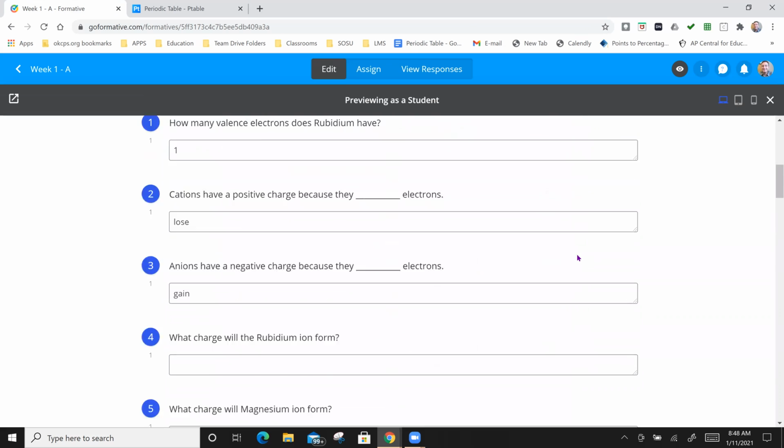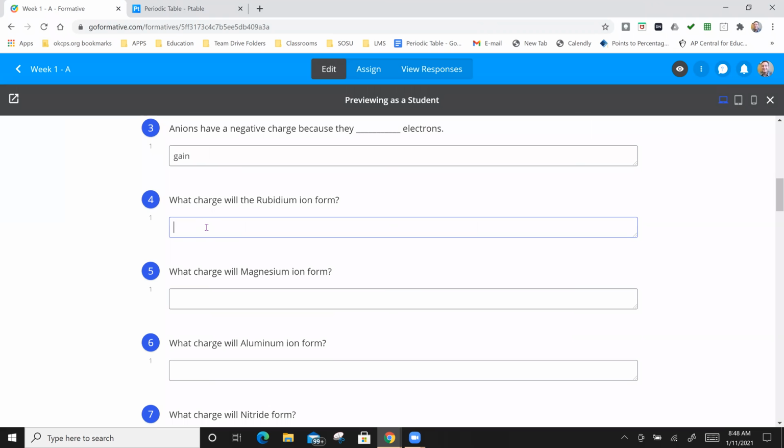So make sure you have your choices when you type them in. So for rubidium, we saw the answer to that. Make sure it says a plus sign and 1. If it were a negative sign, make sure it shows a negative sign and 1. Don't just put the number, make sure it has the charge. So for rubidium, the correct answer is +1.